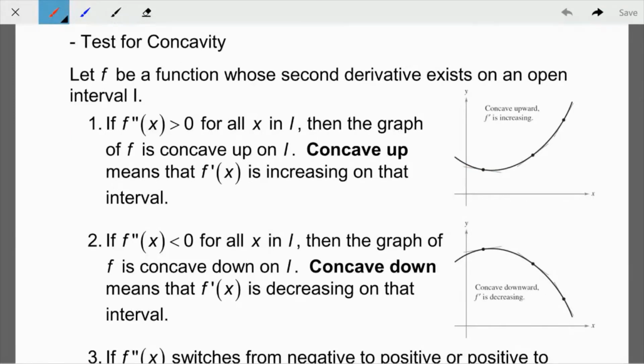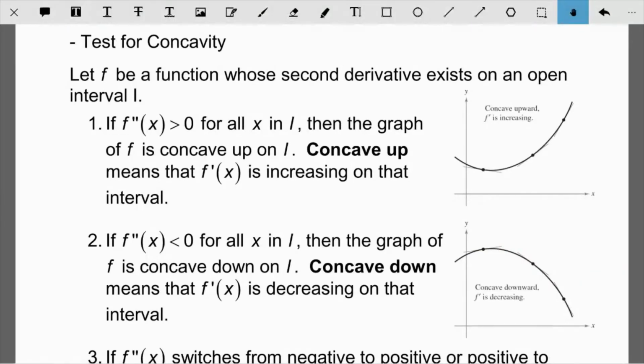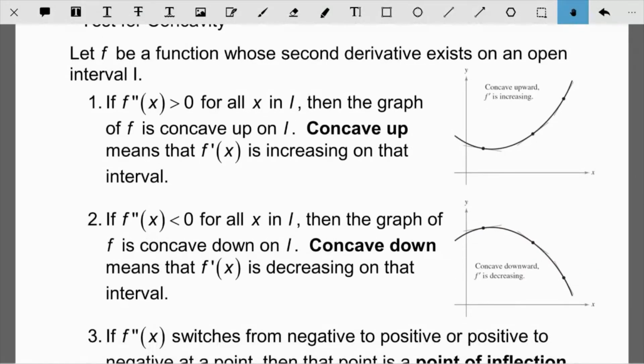Okay, same thing when I'm concave down. You can see I started with a positive slope, and then it's becoming negative, and then steeper in the negative direction. So my derivative is decreasing in value. That's what creates that concave down shape. So that's all we're really looking at here, is how do we identify where the graph is concave up or concave down.